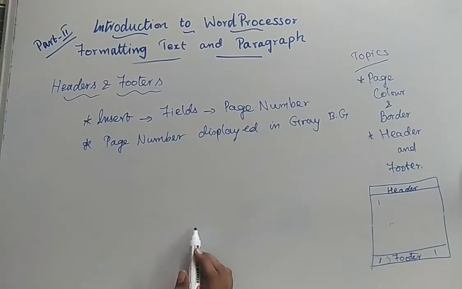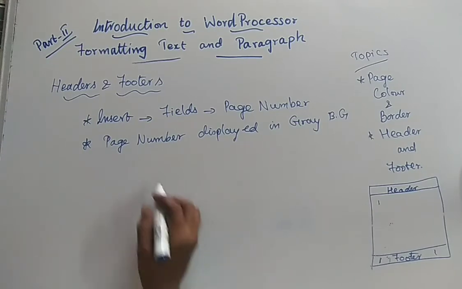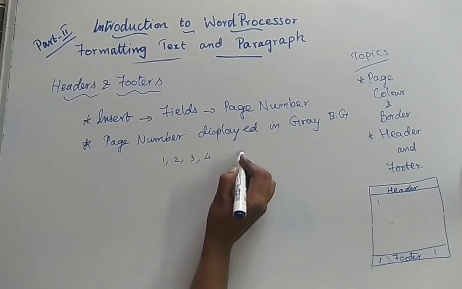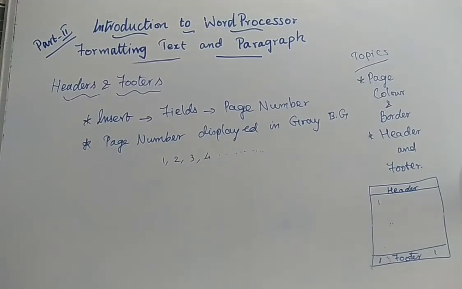So this is the procedure for how you can insert your page number. Normally, how will the page numbers be displayed for you? It will be 1, 2, 3, 4, like that, going on. If you are willing to change the sequence, what do you have to do? Yes, you have some methods. For that, you have to position the cursor where the page number has to be applied.